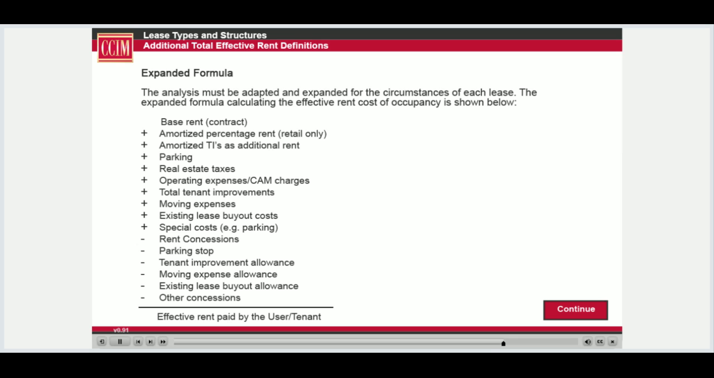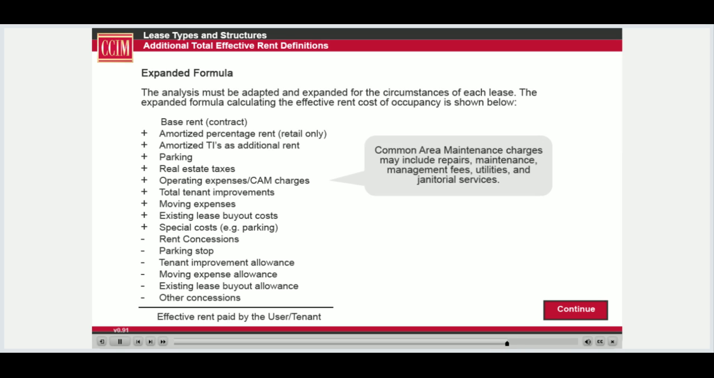estate taxes, plus operating expenses or CAM charges, plus total tenant improvements, plus moving expenses, plus existing lease buyout costs, plus special costs, for example, parking, minus rent and allowance, minus moving expense allowance, minus existing lease buyout allowance, minus other concessions, equals effective rent paid by the user or tenant.